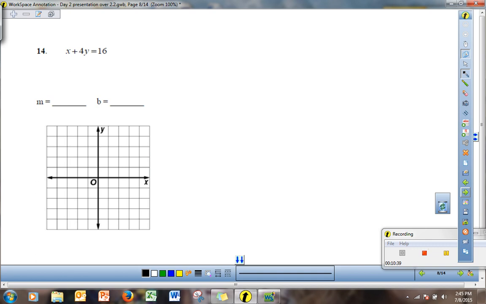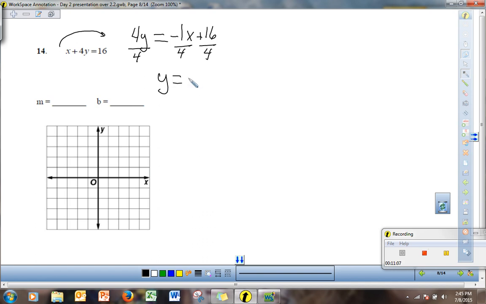Here's my number 14. X plus 4y equals 16. We need to solve this thing for y, so here goes. I've got 4y equals, I'm moving this x to the other side and changing the sign, so I got negative 1x plus 16. I'm going to divide both sides by 4. So here's what I've got. I've got y equals negative 1/4 x plus 4.